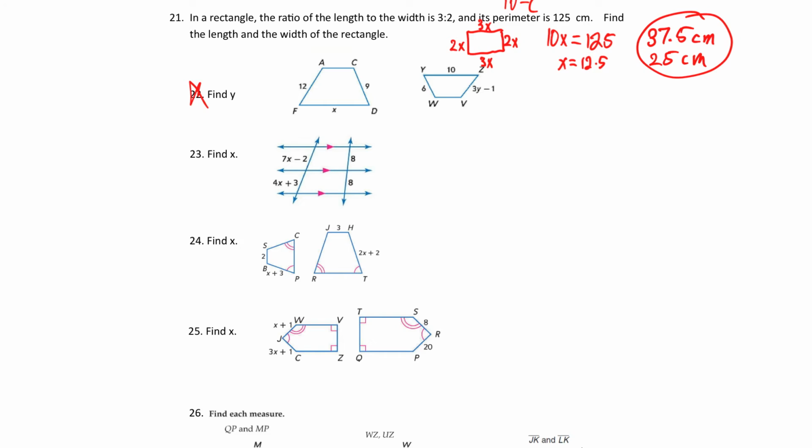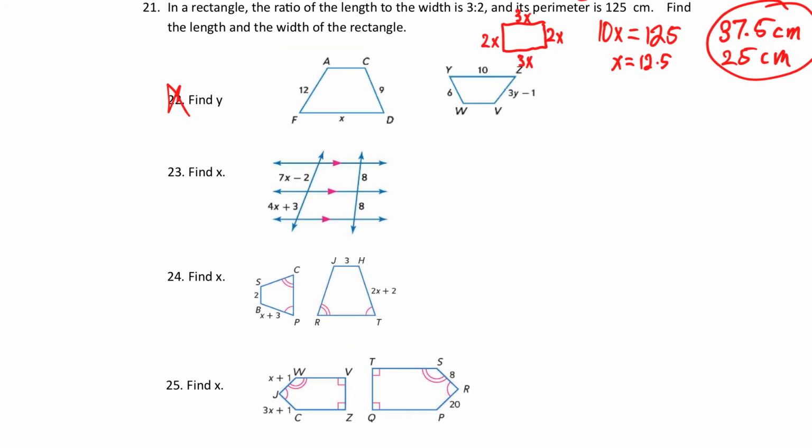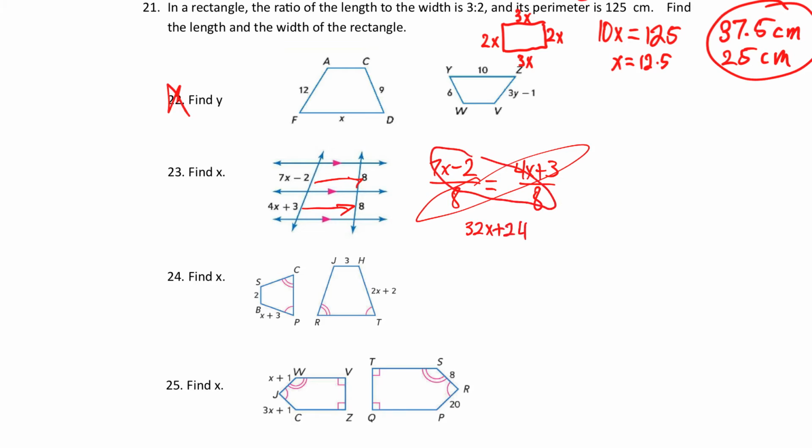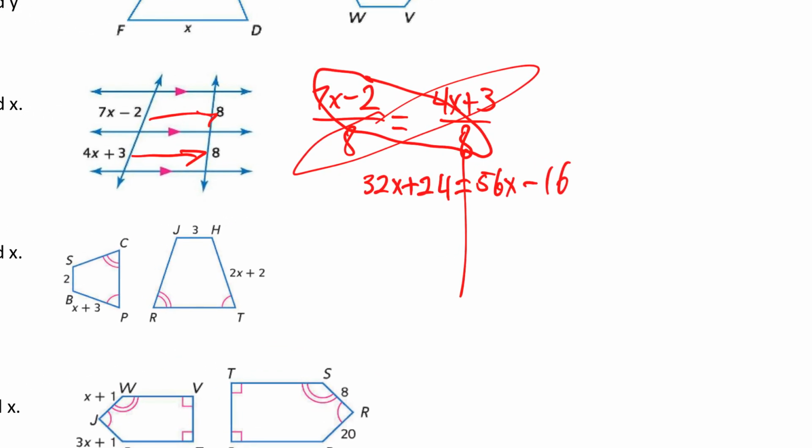Okay, number 23, all those lines are parallel, so it splits this proportionally. And there's a lot of ways to solve this, but I'm just going to do it like this. So 7x minus 2 is to 8, like going this is to this, as 4x plus 3 is to 8. And again, there's several ways to do this, but I'm just going to do it like this. So what is 8 times 4x plus 3? 32x plus 24. Then what is 7x minus 2 times 8? 56x minus 16.